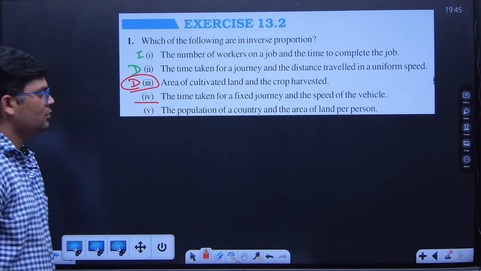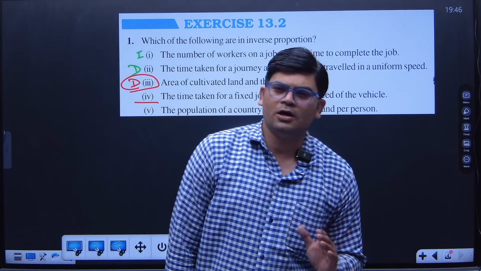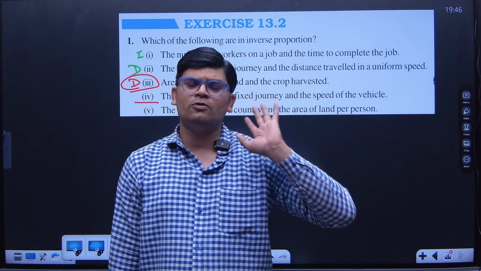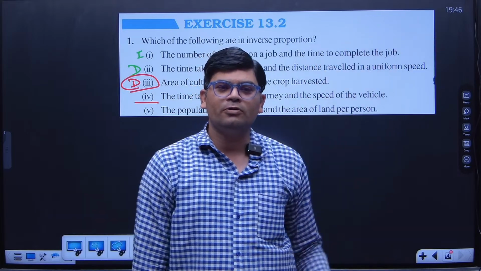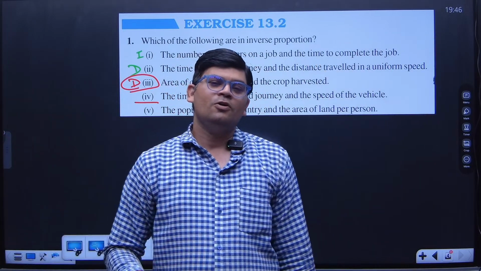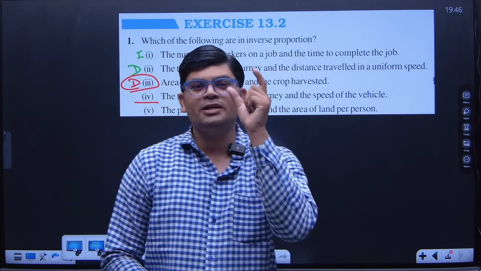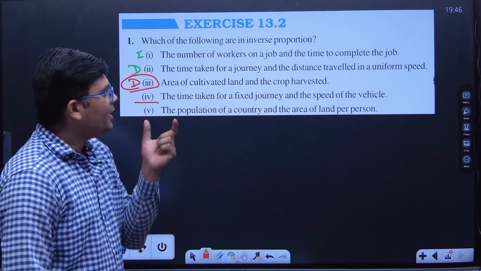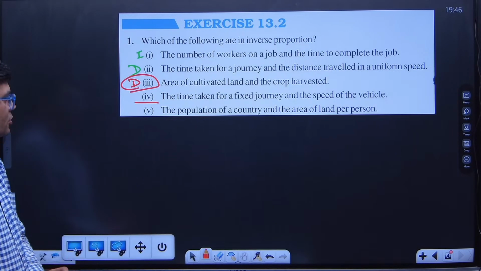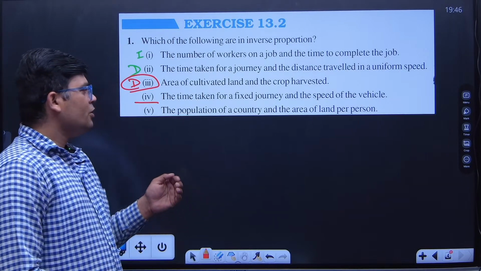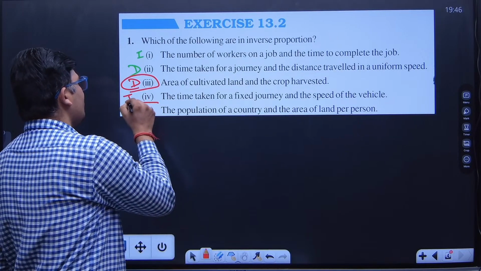Sir, what do they mean by fixed journey? Fixed journey means the distance is fixed. Suppose you want to go to Tamil Nadu, so your journey is fixed. If your journey is not fixed, on the way you may change, saying I am going to Kerala, no, Jammu and Kashmir, no, I will go to Delhi. So you keep changing your destination. But when the journey is fixed, the distance is fixed. Good that you asked this question. Sir, this is inverse, because distance is fixed. If you increase the speed of the vehicle, the time will be reduced. So this is a case of inverse proportion.